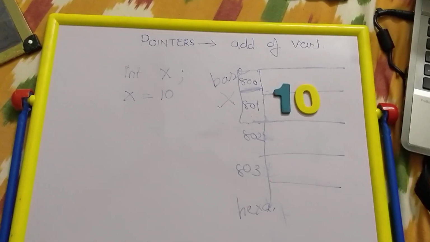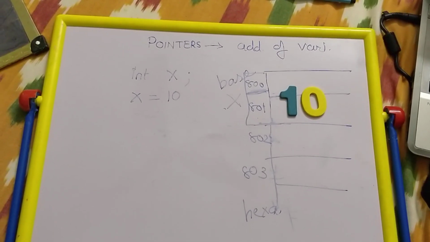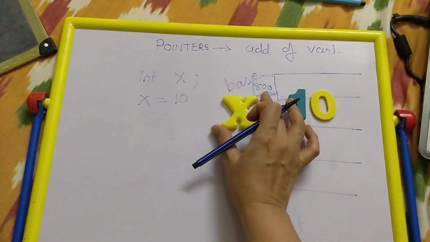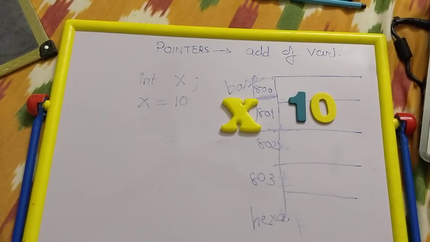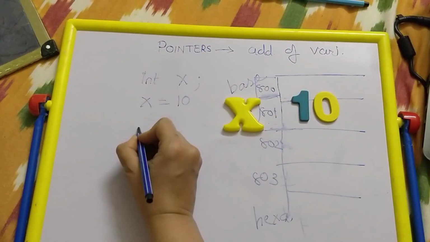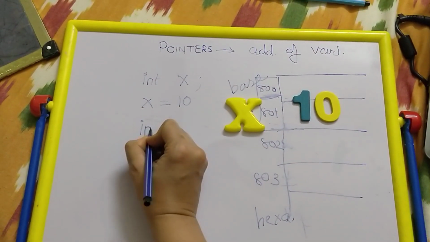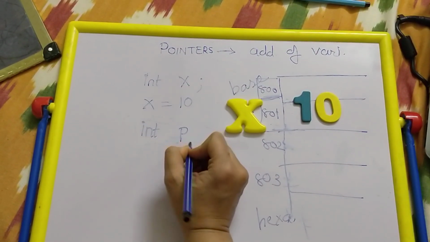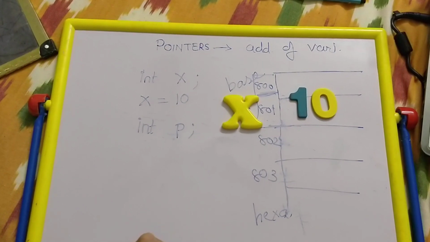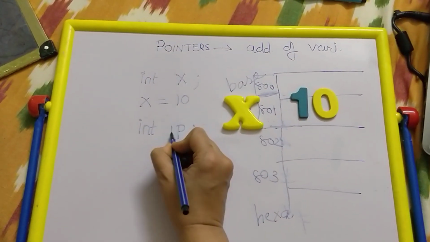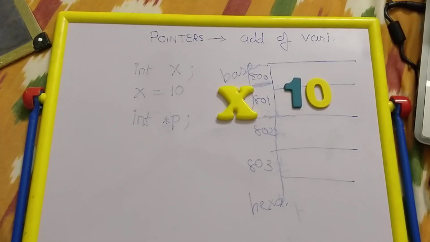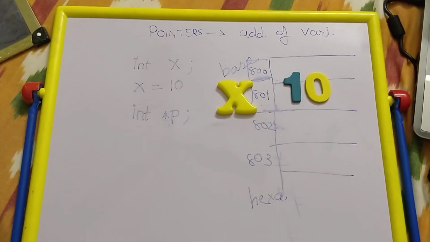Right? Now, suppose I want to access this particular variable x using its pointer, right? So I have to tell my compiler that I am going to use a pointer p, right? Now when I am telling my compiler I am going to use a pointer, I have to use a symbol that is asterisk to indicate that p is a pointer.